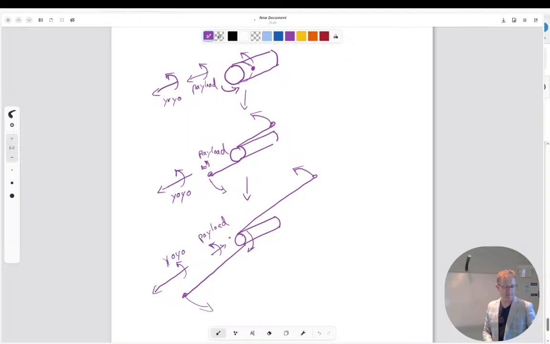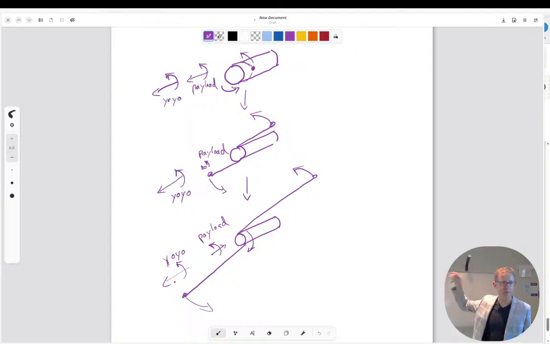Yo-yos are still, if I'm just talking about spin, yo-yos haven't really changed, right? Because there's a tension causing them to move in some kind of circle, not quite a circle, but a path, changing their path, but the tension is always normal to the path.